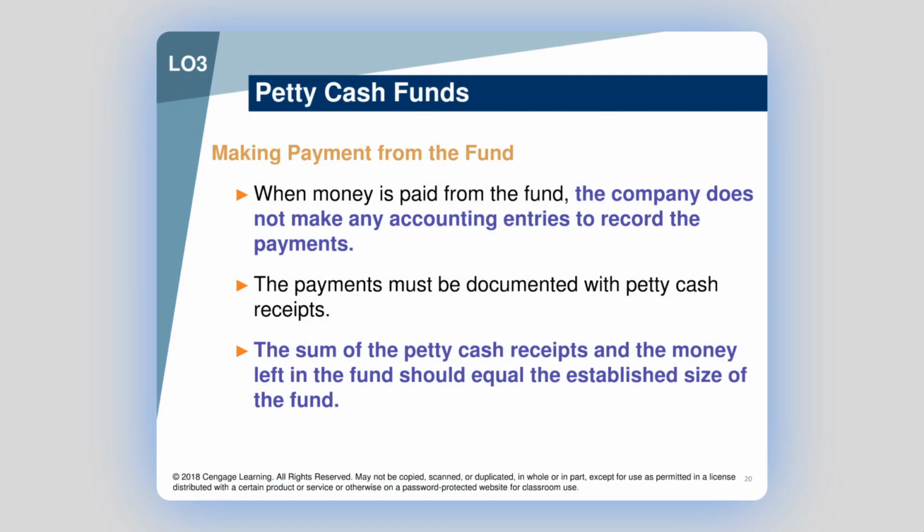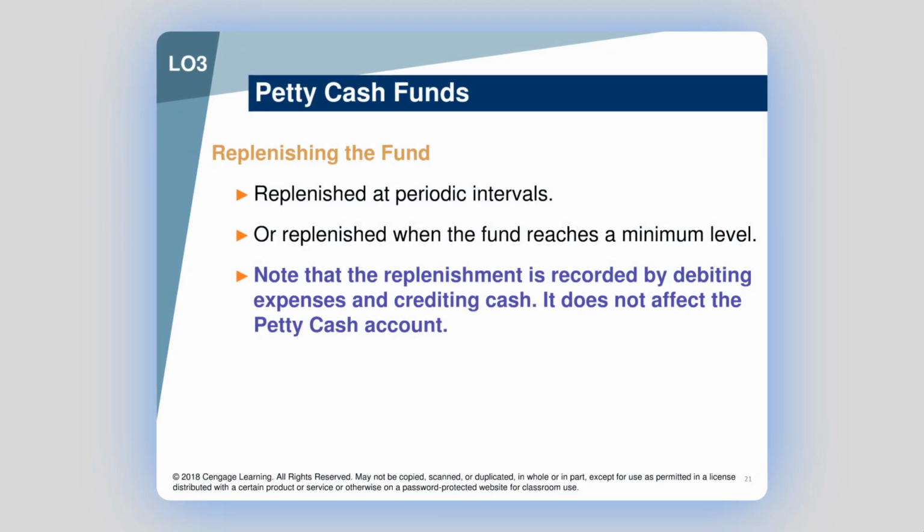In terms of the replenishment of your petty cash, number one, replenish at regular intervals. Number two, replenish when the fund reaches the minimum level. Note that the replenishment is recorded by debiting expense and crediting cash, so it does not affect the petty cash account under the imprest fund system.